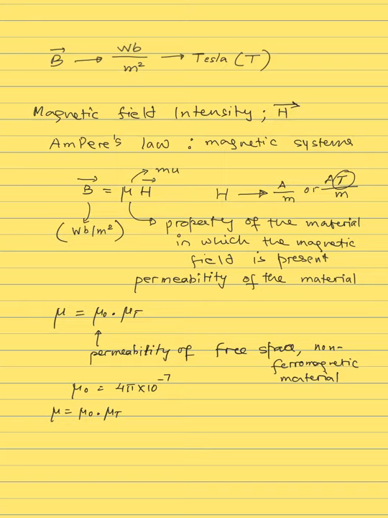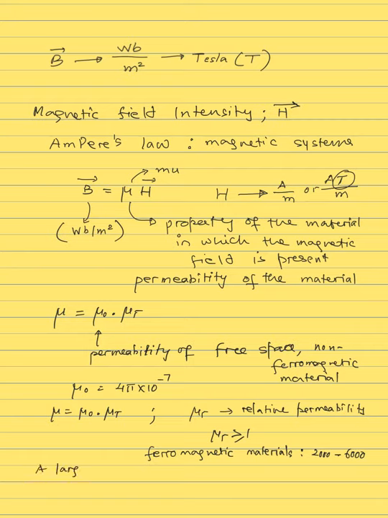That's it. And mu r, depending upon if it's a ferromagnetic material, so in case of ferromagnetic material, you have mu r as the relative permeability. And mu r is greater than or equal to 1. It is 1 in case of free space or in case of non-ferromagnetic materials. But for ferromagnetic materials, its value is large. For ferromagnetic materials, its value ranges from 2,000 to 6,000. So a large relative permeability means a small current can produce large flux density.